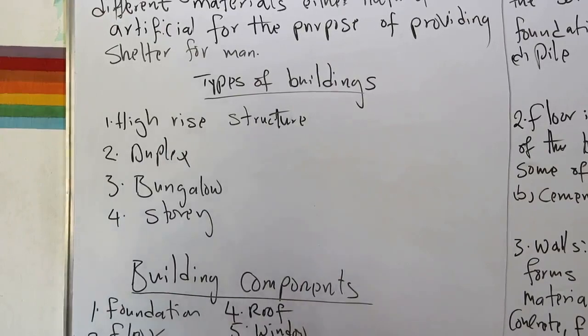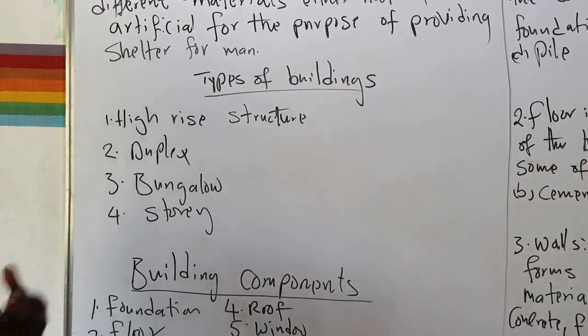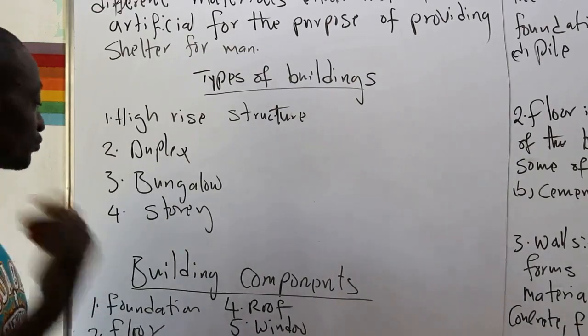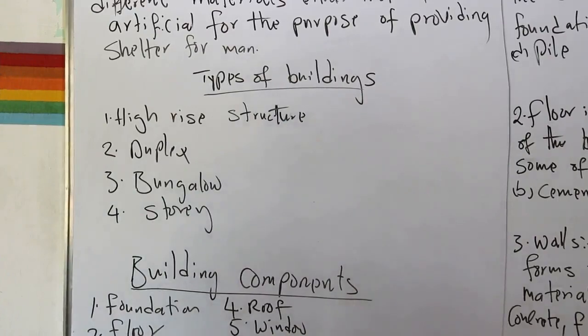We also have the duplex. Duplex is mostly used for residential purposes. And then we have the bungalow, which is also used for residential purposes. We have the story building. These can be high-rise also, but they are in different categories. They can be 3, 4, 5, 6, 10, or 20-story buildings.